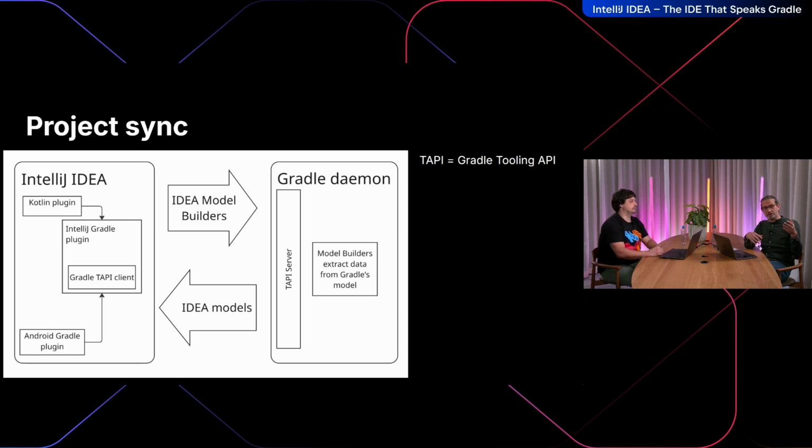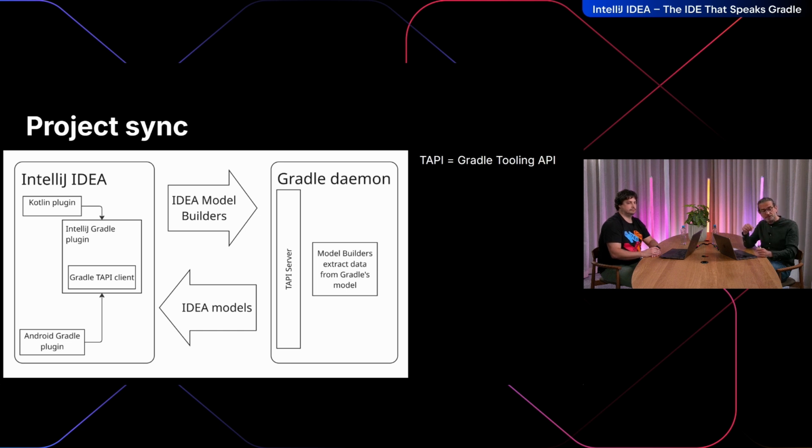The main thing to understand here is that IntelliJ IDEA pushes what we call model builders. It's actually code to Gradle that will run inside Gradle and gather data from the configuration of the build and so on, and create models that will be returned back to IDEA for doing its work. And here, Gradle is the source of truth. Gradle knows about the structure of your build, how many projects you have, their names, where sources are, what are the dependencies, and so on. All the data about your build.